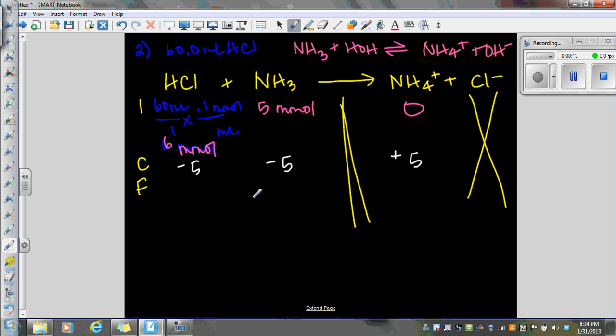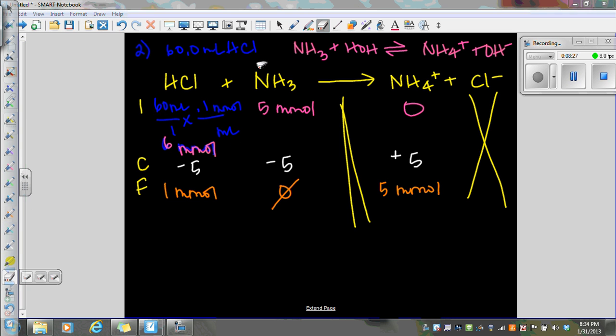So reactant side goes down by 5, product side goes up by 5. I have 1 millimole of HCl left, no ammonia left, and 5 millimoles of ammonium left. Now, no ammonia. So let's get rid of this. Okay. I have 2 acids. I have the strong acid and I have the conjugate acid of the weak base. But a strong acid is still much stronger than this weak conjugate acid. Even though this is stronger than water, it's not as strong as HCl.